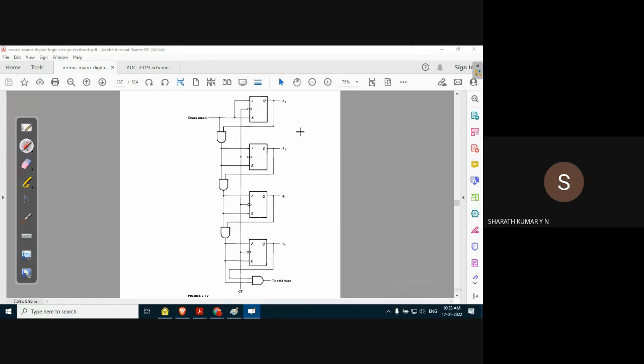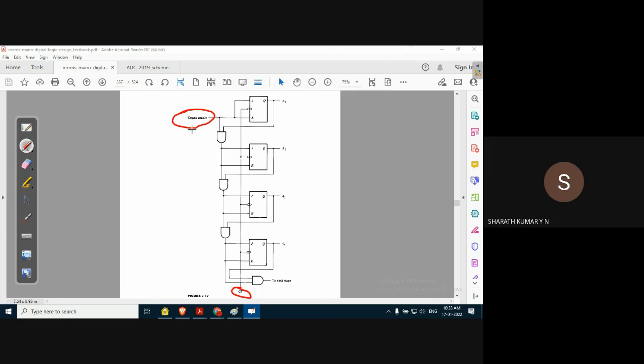Now observe this. There are 4 flip flops because it's a 4-bit synchronous counter. The clock pulse is common for all the flip flops. Now, if you observe the inputs for the flip flops, one is the clock pulse that we discussed. Next is the count enable input. What is this count enable input?